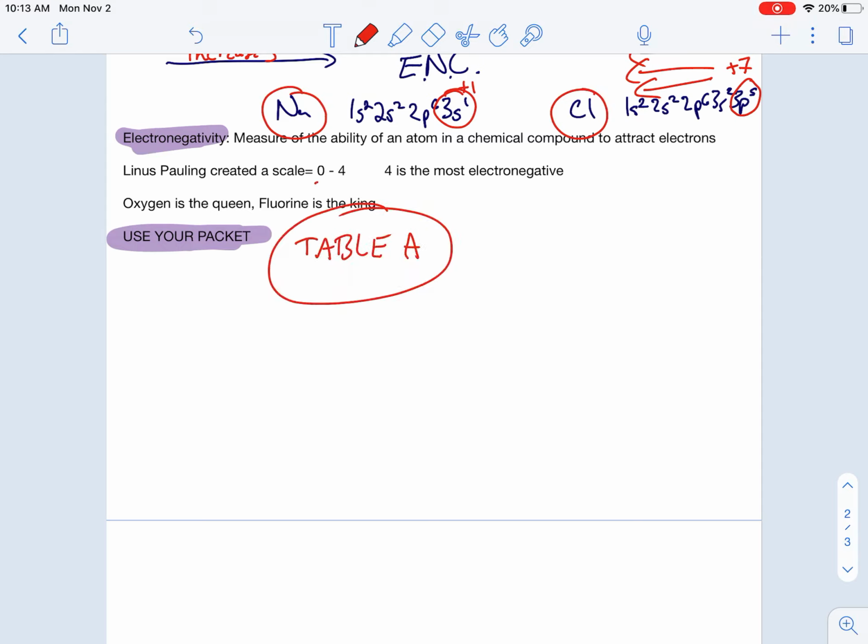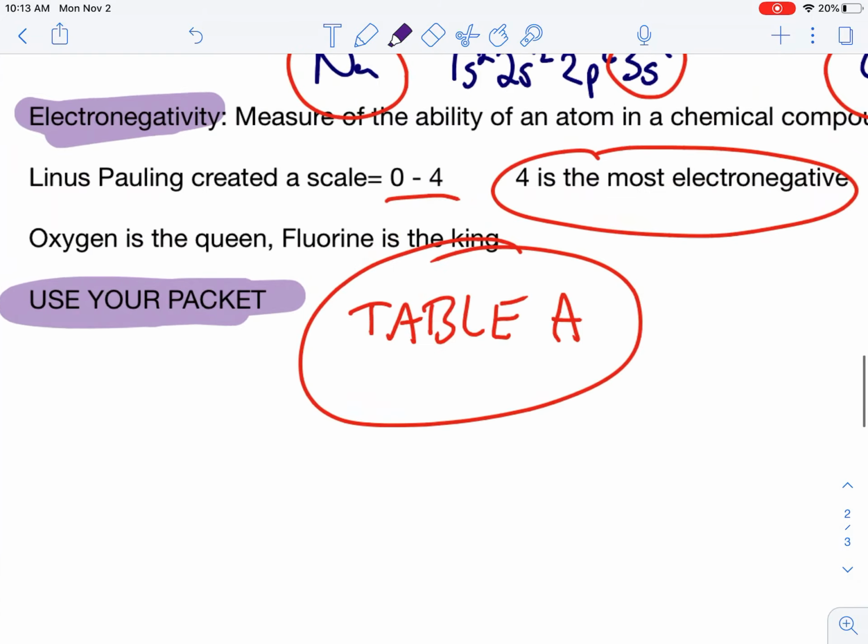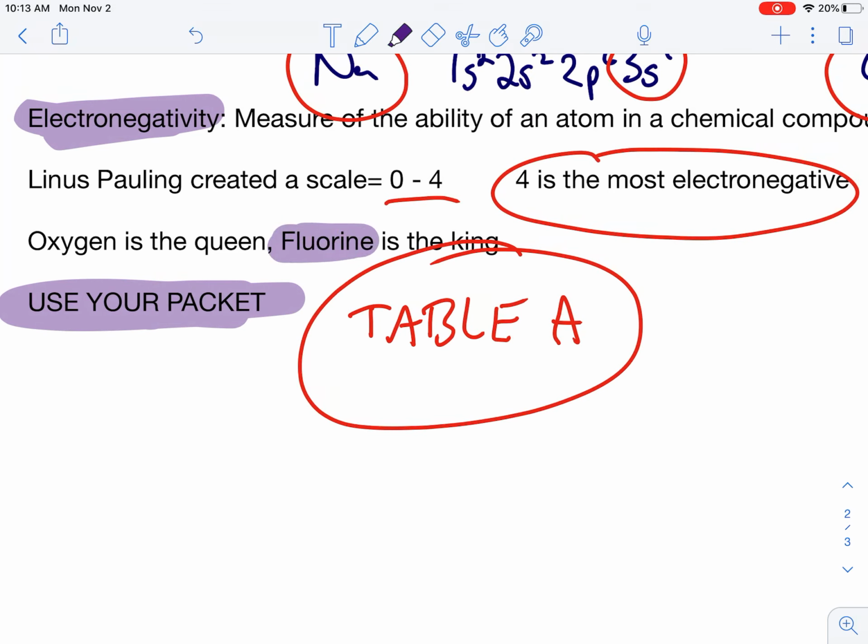Look at it. You'll notice a whole bunch of values from 0 to 4. Linus Pauling, this crazy scientist, came up with this scale of 0 to 4 to measure the attractiveness of elements to electrons. The more attractive they are, he called that the more electronegative they are. So fluorine is the king of attraction. It's the most beautiful element in the world if you are an electron. Electrons are very, very attracted to fluorine. Oxygen is the queen. If we look on our table, fluorine has a value of 4.0, oxygen has a value of 3.5. Everything else is lower than that.